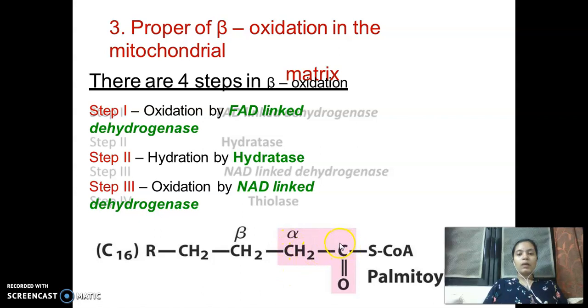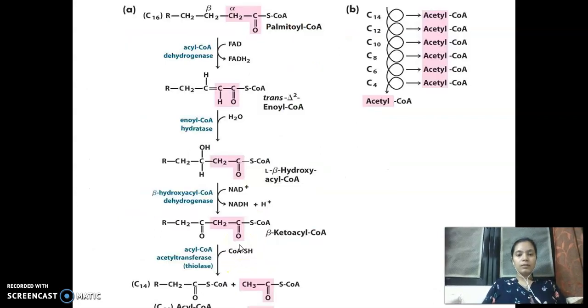Alpha carbon is the carbon next to the functional group, whereas the next carbon is called the beta. So oxidation occurs at this beta carbon. So these are the steps involved in beta oxidation proper.